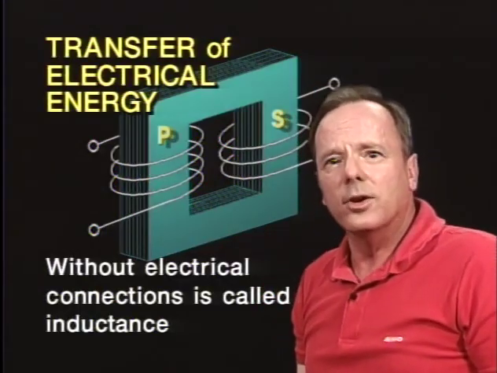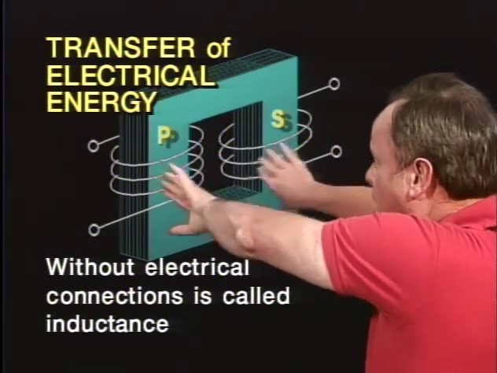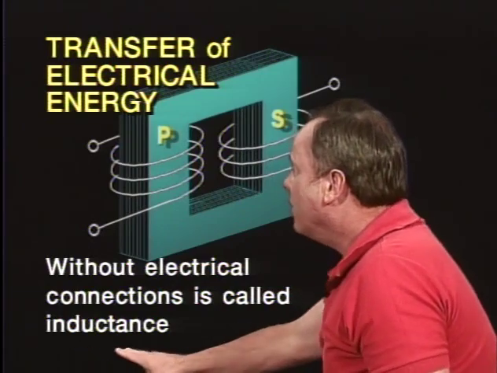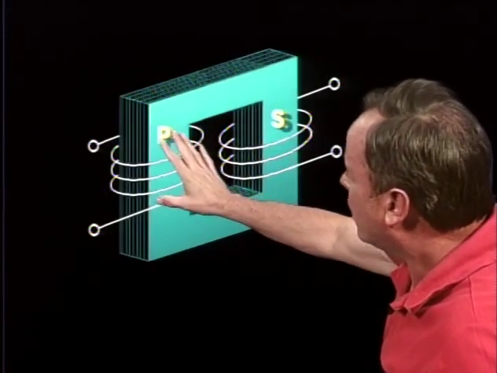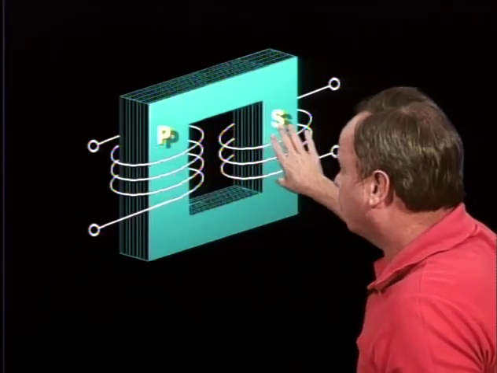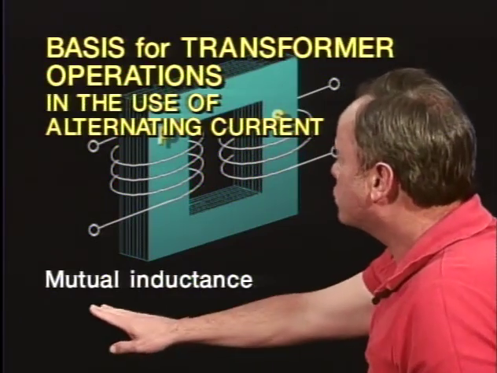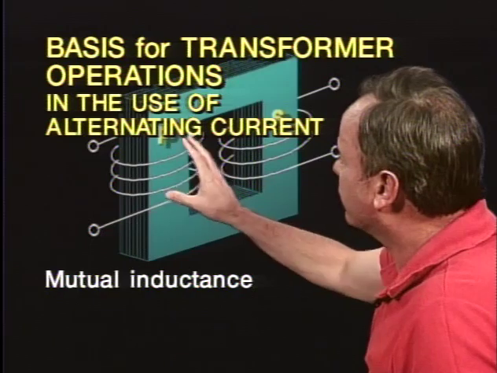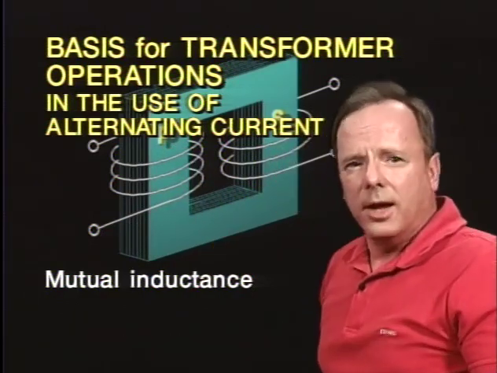So transfer of electrical energy from one conductor to another without the aid of any kind of electrical connections between the two, that is called inductance. And this arrangement is called a transformer, where one coil creates a current in another coil over here. The basis for a transformer operation in the use of alternating current is what is known as mutual inductance. A magnetic field from one coil induces a current in the other, and that's called mutual inductance.